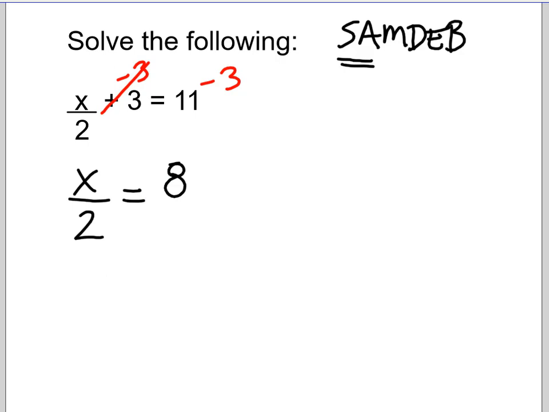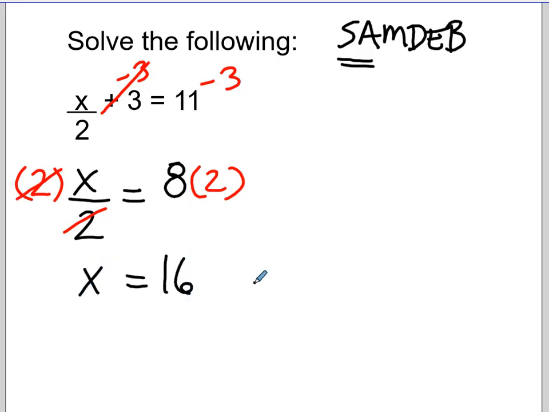Now if I want to solve or get the x totally by itself, I need to undo or get rid of this dividing by 2. And we've already seen that if we multiply by 2 on both sides, these 2's would cancel, and I would be left with x equals 16. And you can check that if you like. I'll leave that to you.